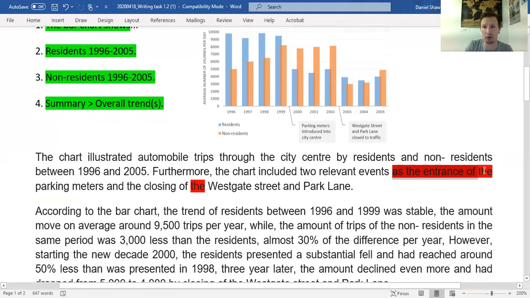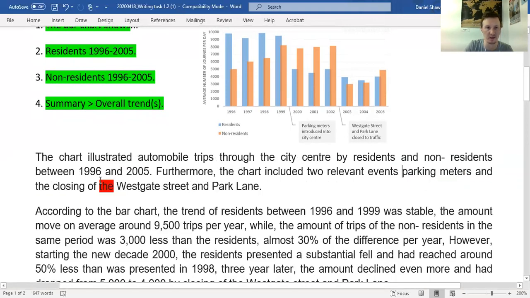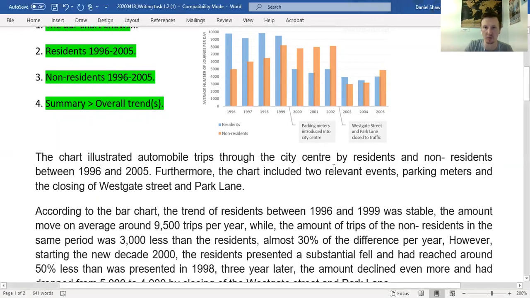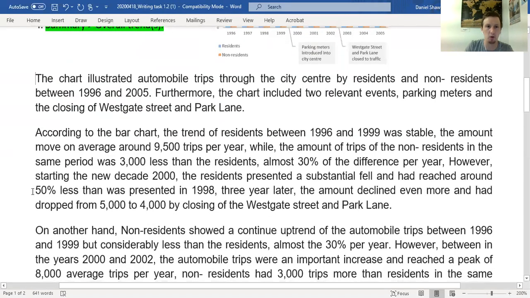And that's the most important thing, especially for IELTS tasks, that they are clear, they follow a simple structure, and that they make sense. So here we go. We have one sentence that's being condensed down. And the second one here, 2 relevant events. Okay, we can just put a comma here just to separate the ideas. Parking meters and the closing of Westgate Street and Park Lane. Okay, so that's a lot shorter. That's a lot more manageable. Let's move on to the next paragraph.